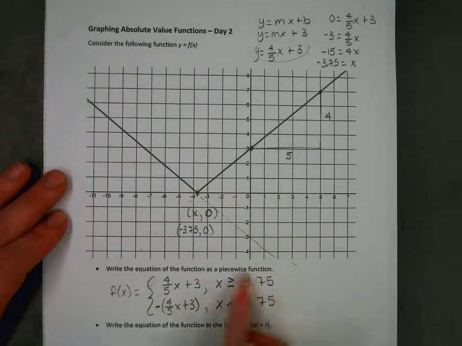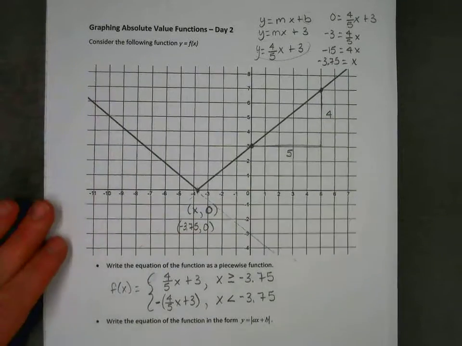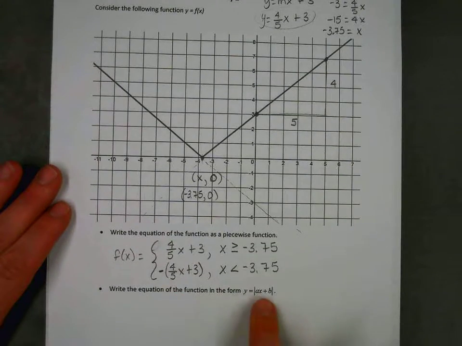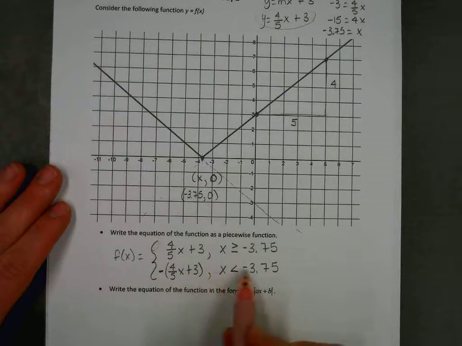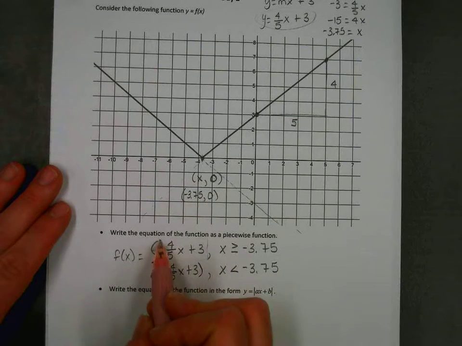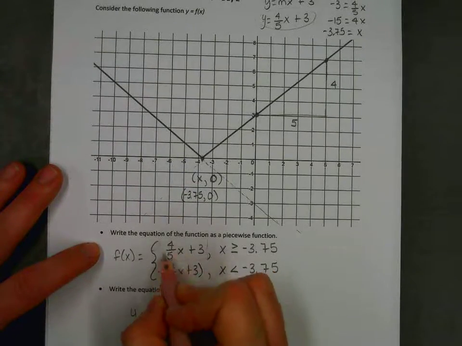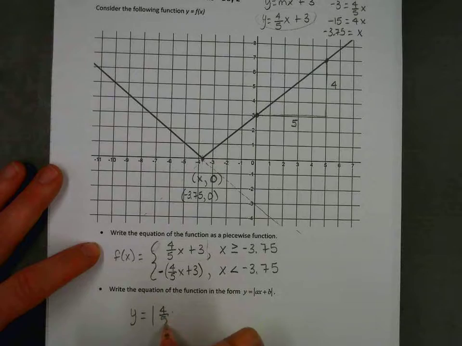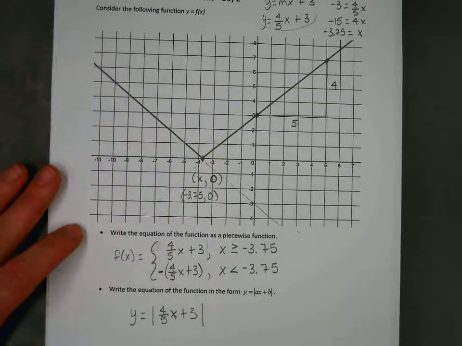Now, how would we go ahead and take that and now write it as an absolute value function? Well, technically, if I take the absolute value of this, all of these values are then going to become positive, which gives me this function. So as an absolute value function is simply the 4/5 x plus 3 and the absolute value of that. Because when I take the absolute value of any output value here, it will always give me a positive value.